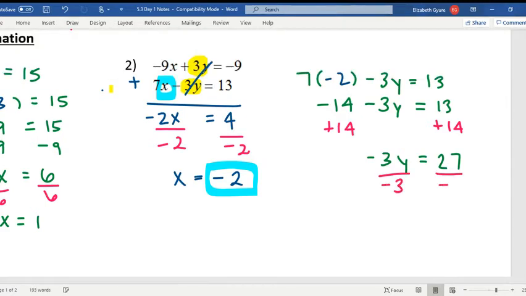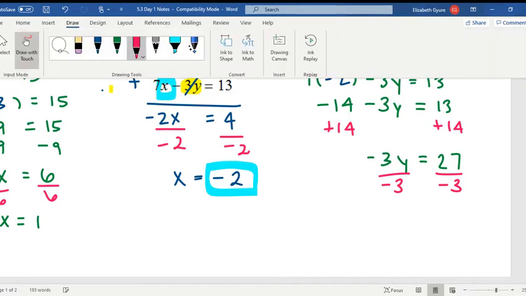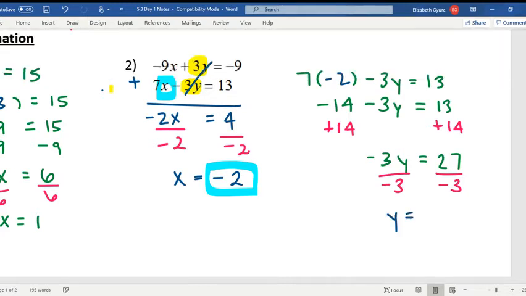And then what do we do from there? Divide by negative 3. And then class, a positive divided by a negative is a negative, and 27 divided by 3 is 9. So y equals negative 9. And then someone I haven't heard from yet. How do I write my final answer? Aiden. Yeah, negative 2, comma, negative 9.